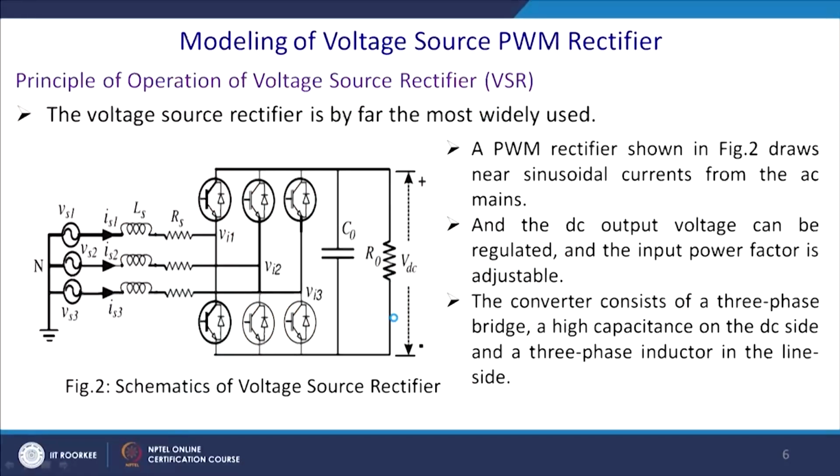Now, the principle of modeling is something we need to spend time on. Modeling of the voltage source PWM rectifier. The voltage source rectifier is widely used for this purpose, because please understand why we require this active rectifier. We may use it for converting AC to DC with a unity power factor, also having low distortion and addressing all the power quality issues on the AC side.